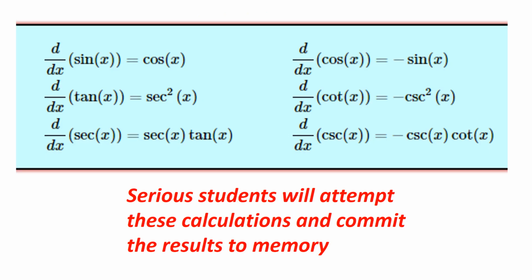Now, so we know this equation, we know this equation, we now know this equation. You should be able to do this based on your experience with that. And here you should recognize that the secant is the reciprocal of the cosine. It's 1 over the cosine. So you can do that. This is the popular way to write what that derivative is. And this is the reciprocal of the sine. This is 1 over the sine. And you can take the derivatives. Serious students will attempt these calculations, and all students should commit these results to memory.